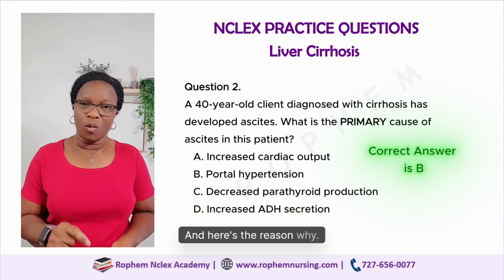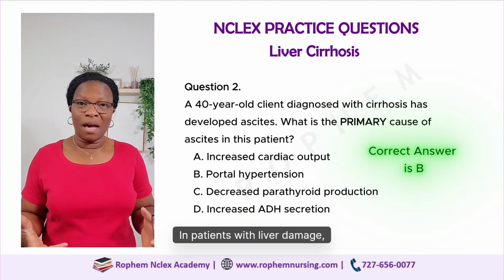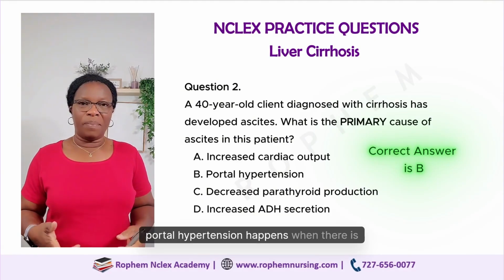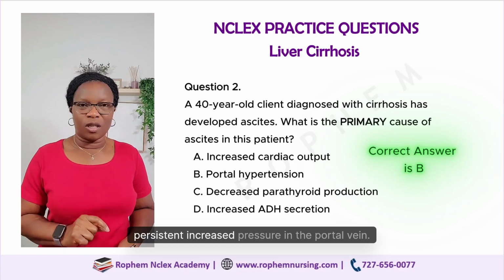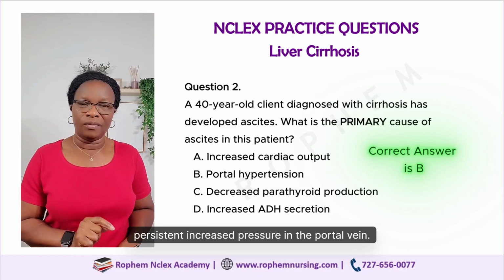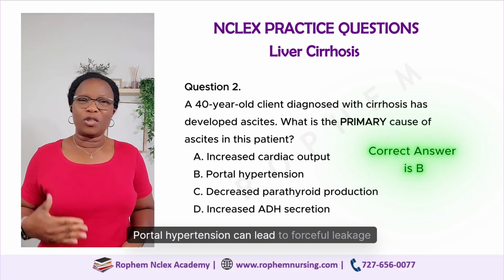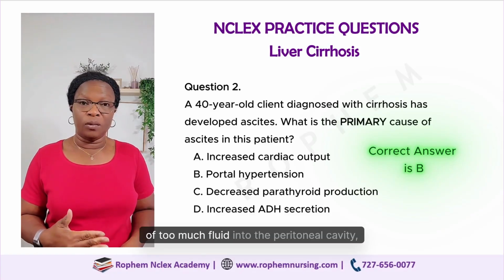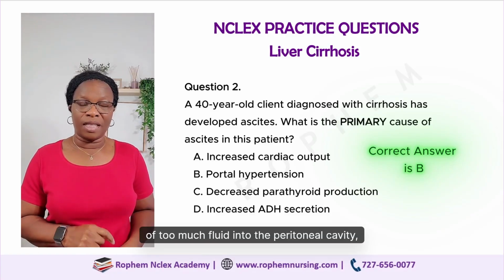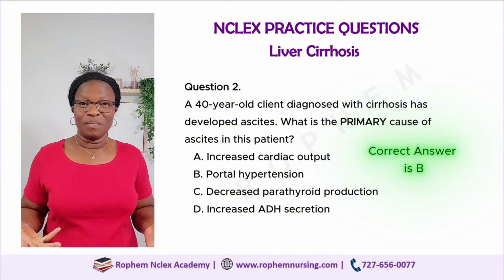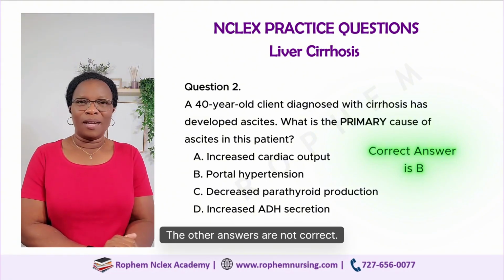And here's the reason why. In patients with liver damage, portal hypertension happens when there is persistent increased pressure in the portal vein. Portal hypertension can lead to forceful leakage of too much fluid into the peritoneal cavity, which is ascites. The other answers are not correct.